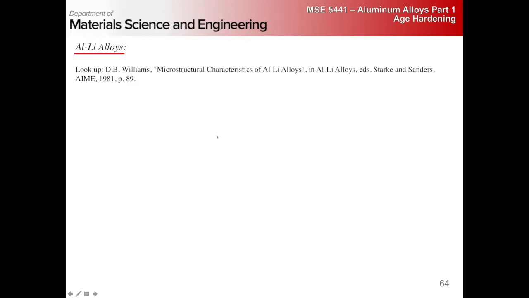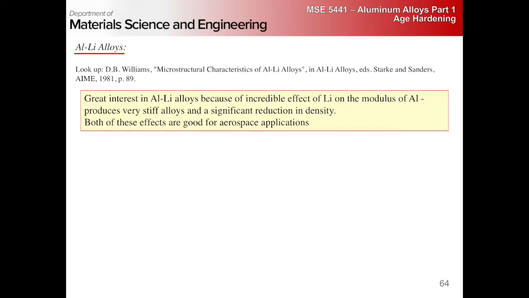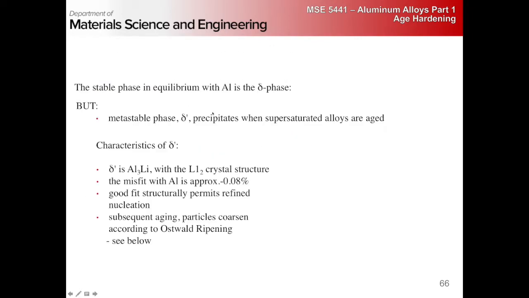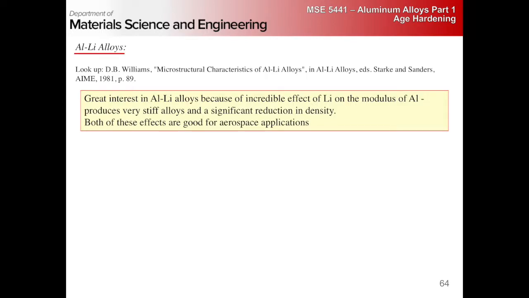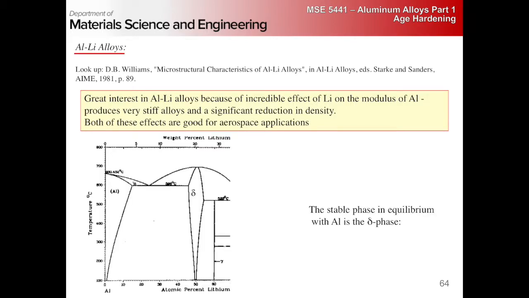Okay, aluminum lithium. So aluminum lithium is really of great interest because lithium has a really big effect on the modulus of aluminum. We get both significant effects from substitutional solution strengthening and from precipitation strengthening. So we end up with very stiff alloys, and we also have a very significant reduction in density. So they end up being a very important class of alloys for aerospace.